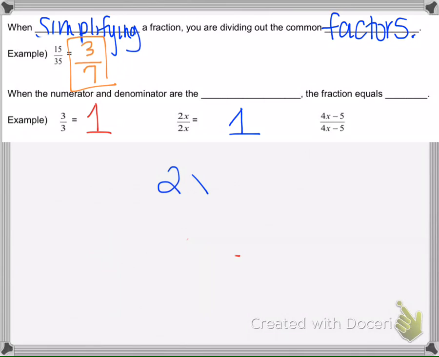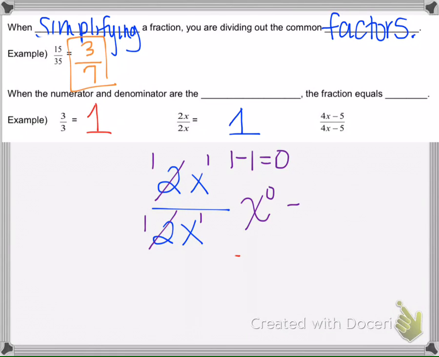But here's another explanation of why. Well, 2 divided by 2, we know that that's 1. And then we remember from last chapter that we subtract the exponents, and 1 minus 1 is 0. Well, anything to the 0 power is just 1. So that's another example of why it's equal to 1. Everything's going to divide out and make 1.